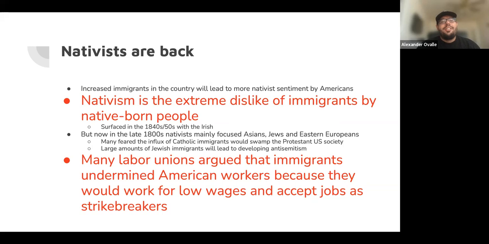And there were large amounts of Jewish immigrants that a lot of the beginnings of anti-Semitism were coming about in America. Anti-Semitism against Jews. So many labor unions actually argued that immigrants undermined the American workers because they would work for low wages and accept jobs as strike breakers. So they don't know of our ways and therefore they shouldn't work here, is really what nativists are thinking. Remember, nativists, basically, it's racism.